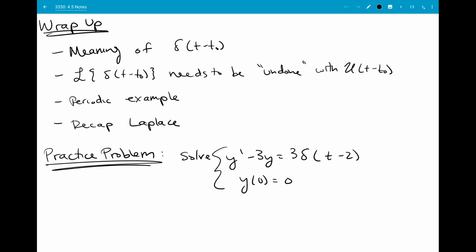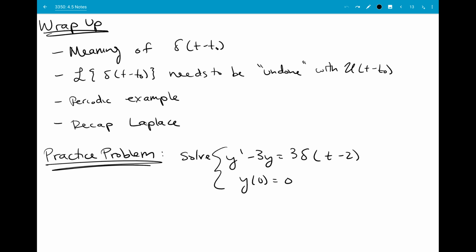So here I've written up the wrap up as I understand it. We talked about what the delta function is, talked about how to take its Laplace transform and how you undo it, take the inverse using the step function. We did our periodic example, and then we recapped Laplace transforms.